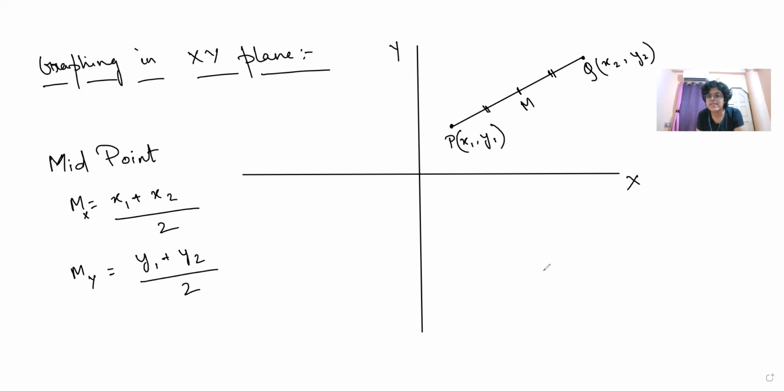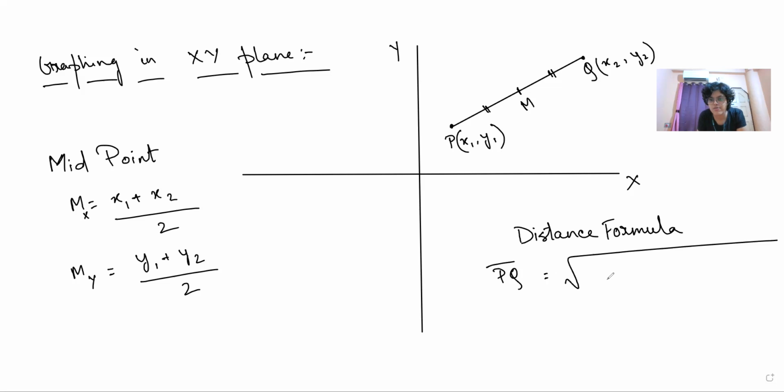We can then find the distance from P to Q, or the length of the line segment PQ. How do we find it? Well, from the distance formula, we know this. We probably have memorized it since 8th grade. So using the distance formula, PQ is equal to the square root of (x2 minus x1) whole square plus (y2 minus y1) whole square.